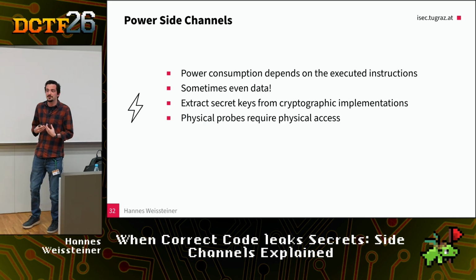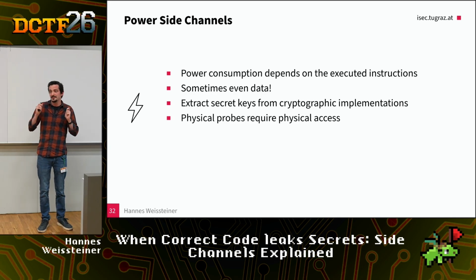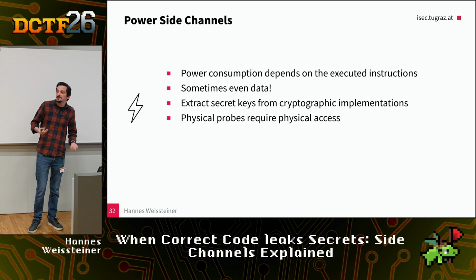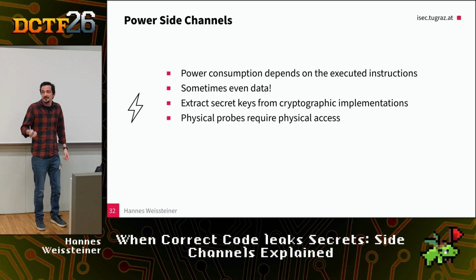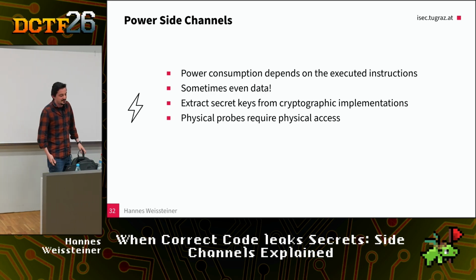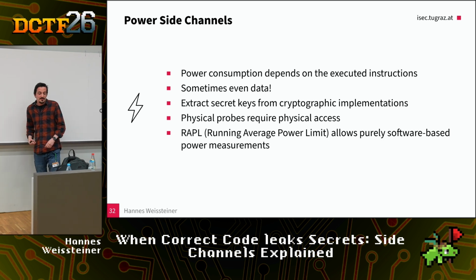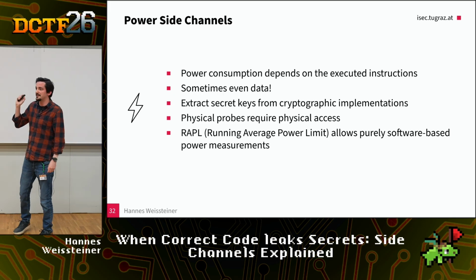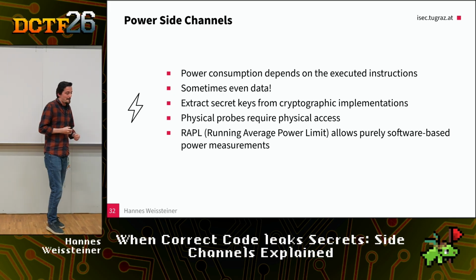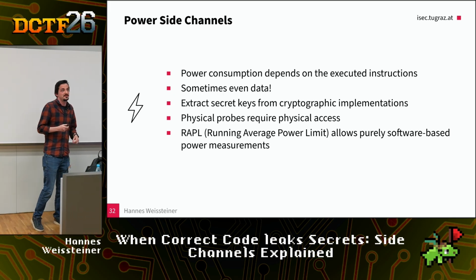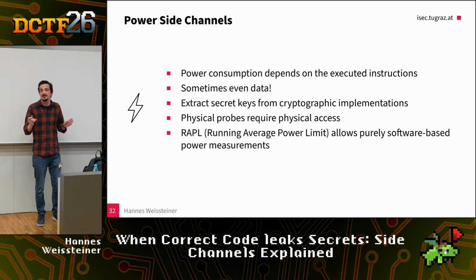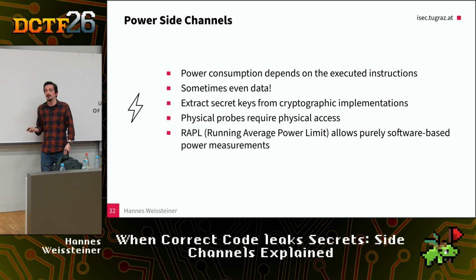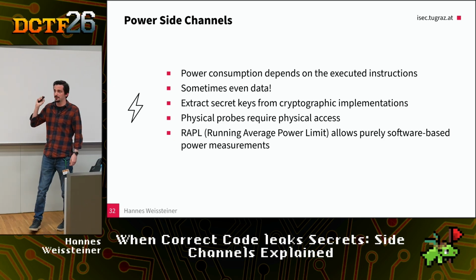Of course, if you want to measure with a physical probe, if you want to add a multimeter to your computer, that requires physical access. I can just open up the computer, take the hard drive, have all the secret keys. But it has been shown that software interfaces like the running average power level, the power limit, allowed users to track the power consumption of the CPU in a detailed enough way to run these attacks from pure software.